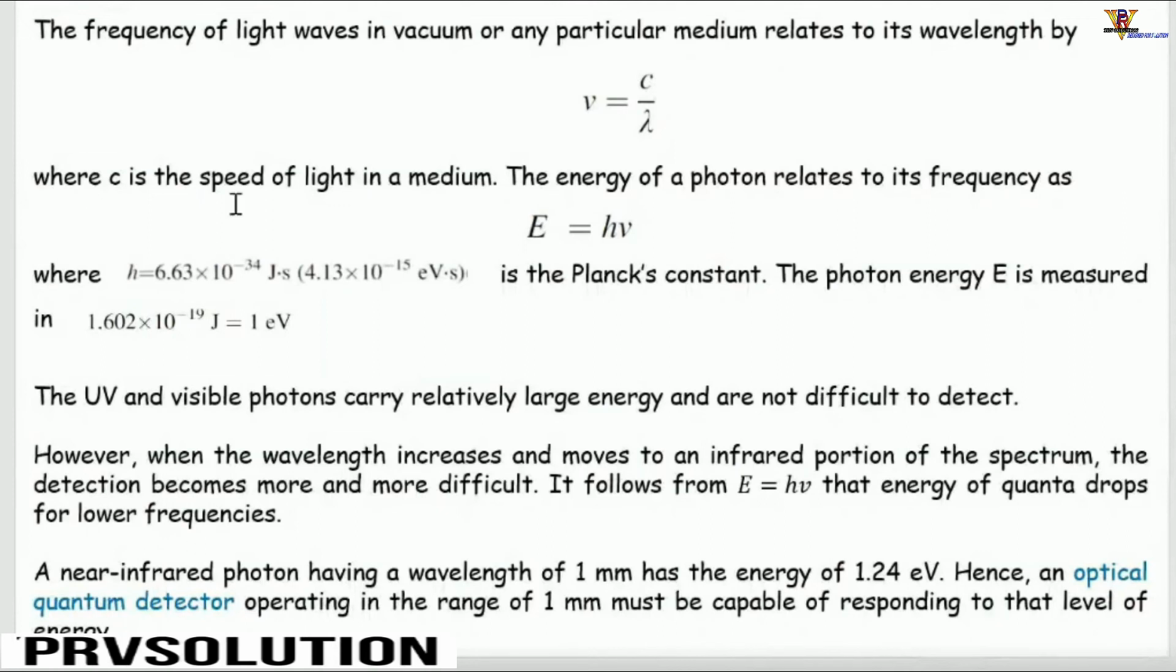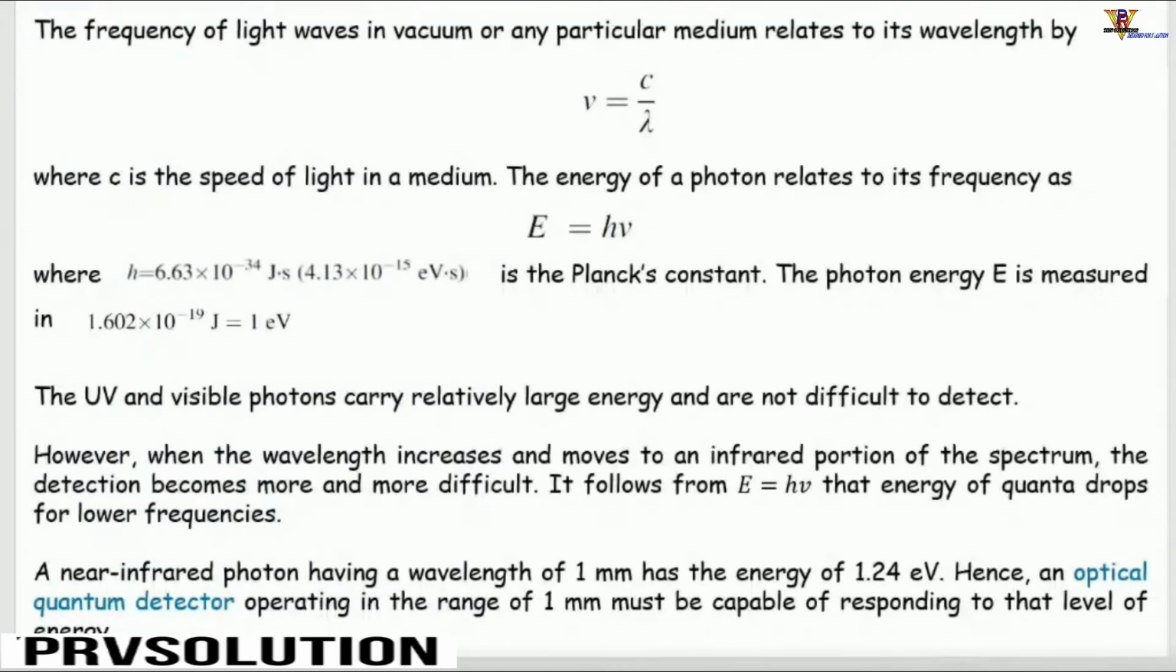Okay. So with this, we can say the energy of a photon relates to its frequency, given by E equals h nu. Nu is the frequency of the photon or the light wave, and E is the energy associated with that photon or light wave, given by this expression h nu, where h is the Planck constant, which has a constant value. The photon energy is measured as 1.6 into 10 to the power minus 19 joule, which is equal to 1 electron volt. That is for a photon.